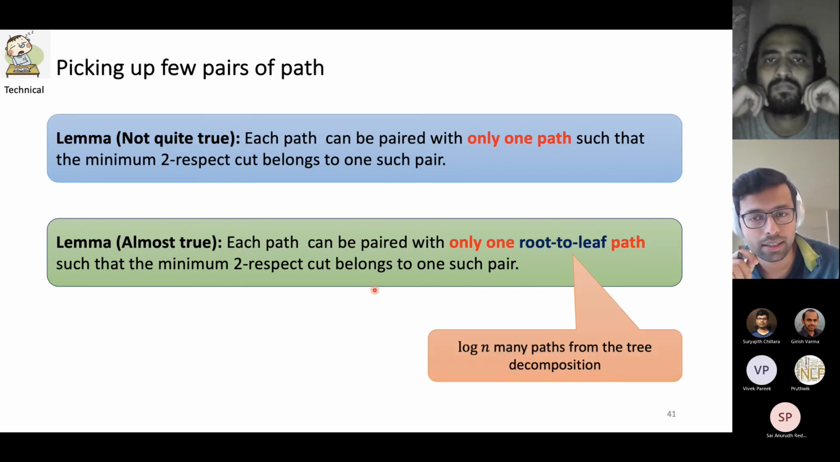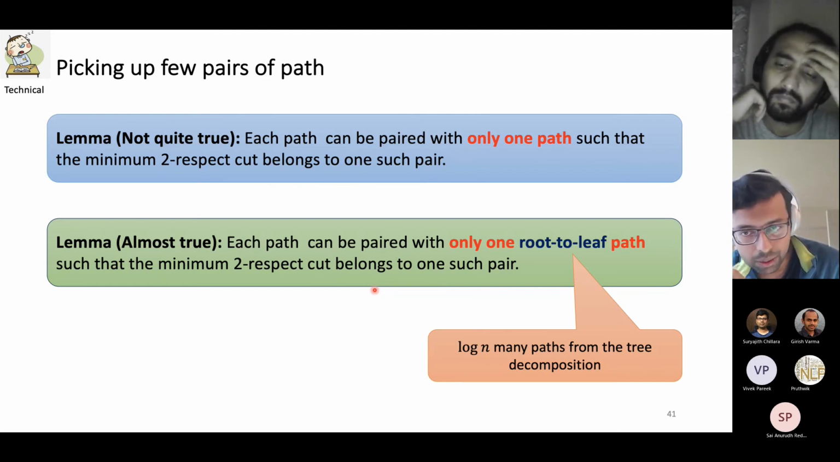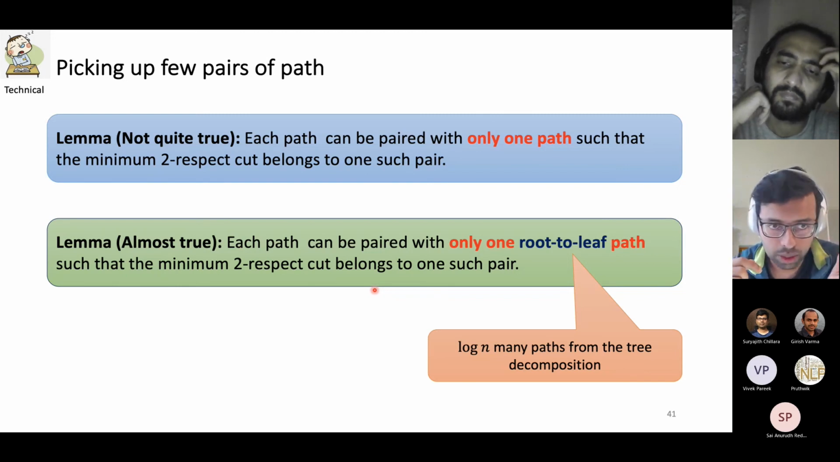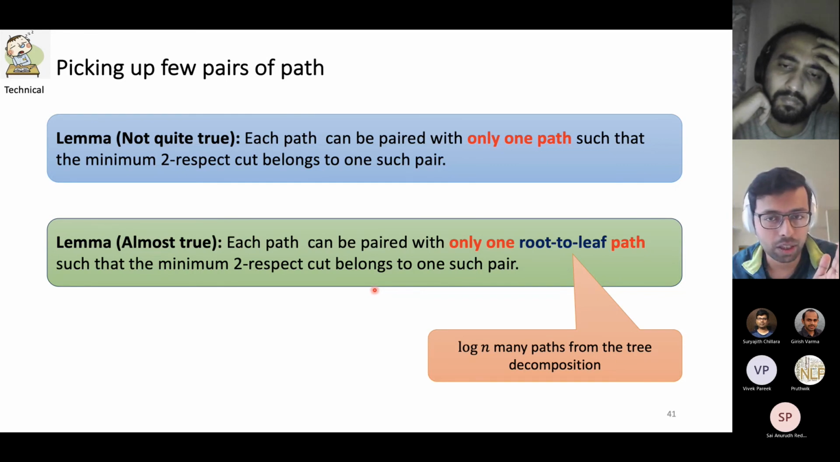And the second idea is that if you look at any tree decomposition, the number of component paths in any root to leaf path is actually log n. So very small. So what you have over here is that, not the blue lemma, but the green lemma, which says that every path can be paired up with log n many other paths, which is not too bad. And so you get a log square n overhead in the overall computation, but that's fine.